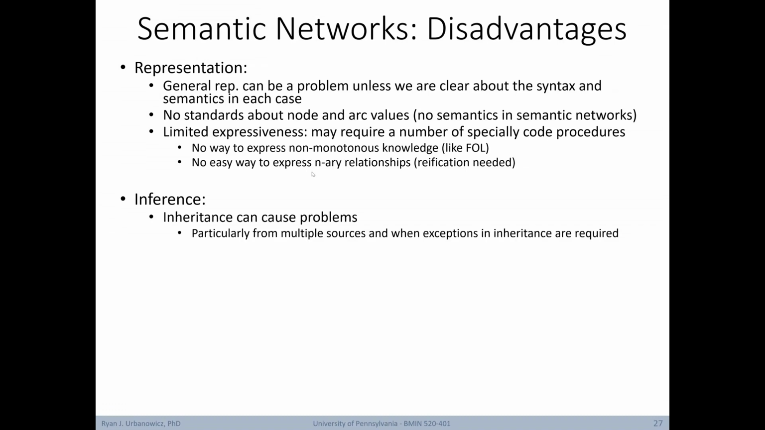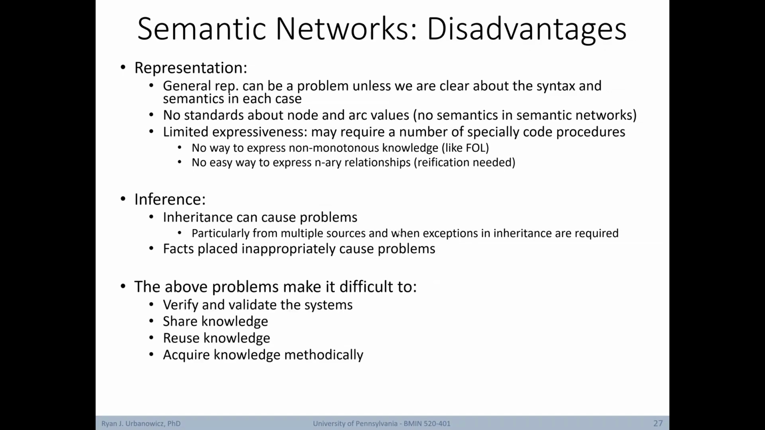Next, inference in semantic networks can cause problems also, specifically when you have inheritance from multiple sources and when exceptions in inheritance are required. Further, any facts that are placed inappropriately, for instance by accident, can cause some serious problems in the inference process. These above problems make it difficult to verify and validate the functioning of semantic network systems, to share knowledge, or to reuse knowledge, in other words, build off of an existing semantic network, and similarly, to acquire knowledge methodically, in other words, to expand or adapt that network slowly over time.